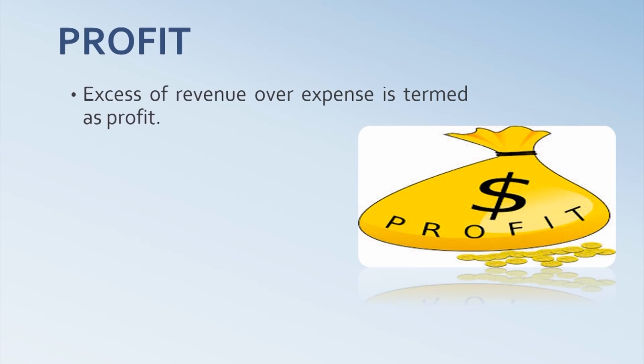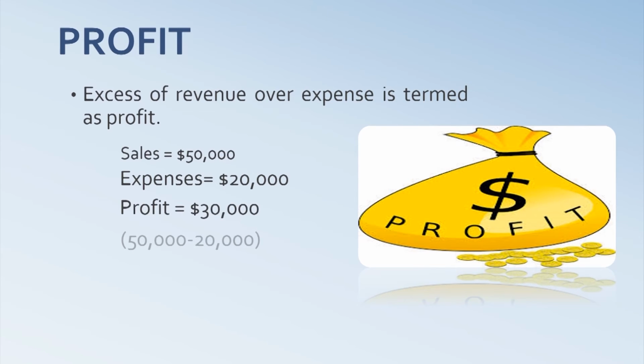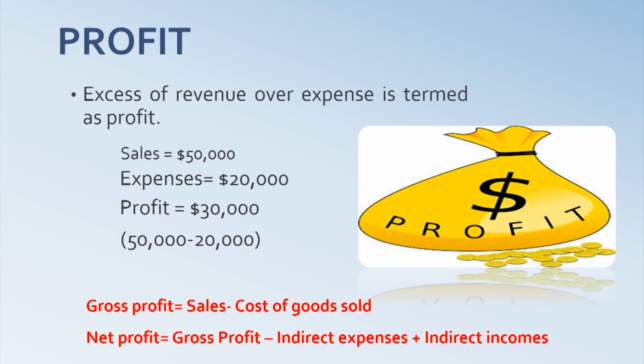Next term is profit. Excess of revenue over expense is termed as profit. For example, sale is worth $50,000 and expenses is worth $20,000. Then the profit is $30,000. That is $50,000 minus $20,000. Now profit can be of following types. First one is gross profit, that is sales minus cost of goods sold. And next one is net profit, that is gross profit minus indirect expenses plus indirect incomes.